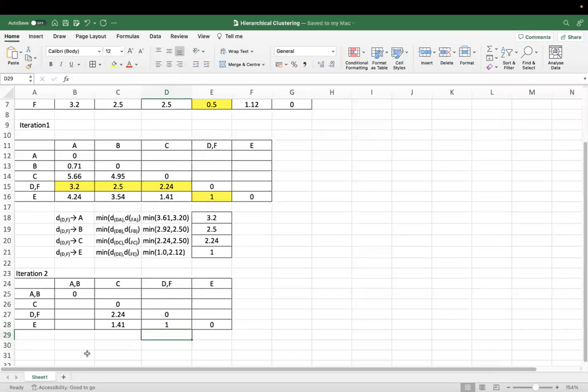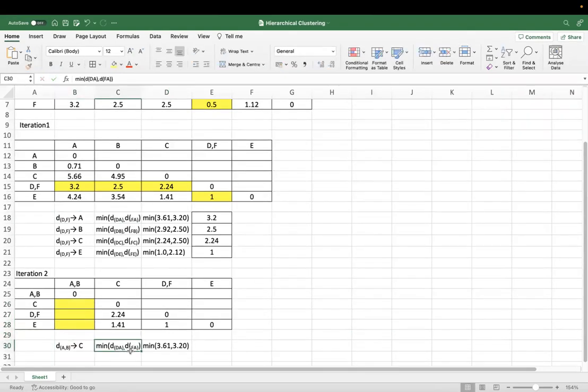So what distances do we have to calculate? We have to calculate these 3 distances only, because the rest of the distances remain unchanged. So let us first calculate AB to C, which is the min of CA and CB.